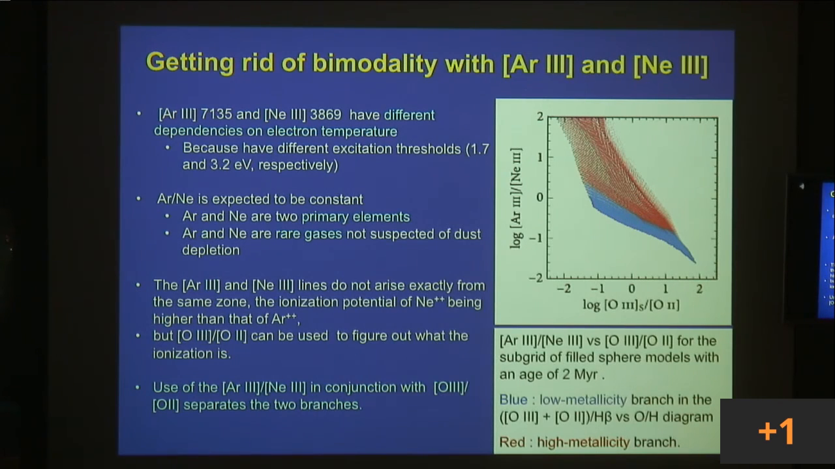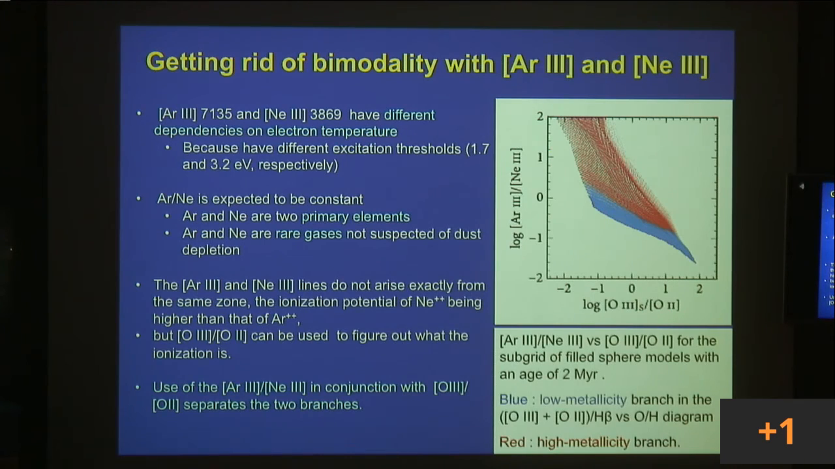It is, of course, not that simple because these ions, argon plus plus and neon plus plus, don't arise exactly from the same region, but you can use the observed O3 to O2 ratio to infer roughly the ionization. So this is our grid of models, argon-3 to neon-3 versus O3 to O2. In red, this is the high metallicity branch, and in blue, it's the low metallicity branch. So you see that you can very well separate both branches.